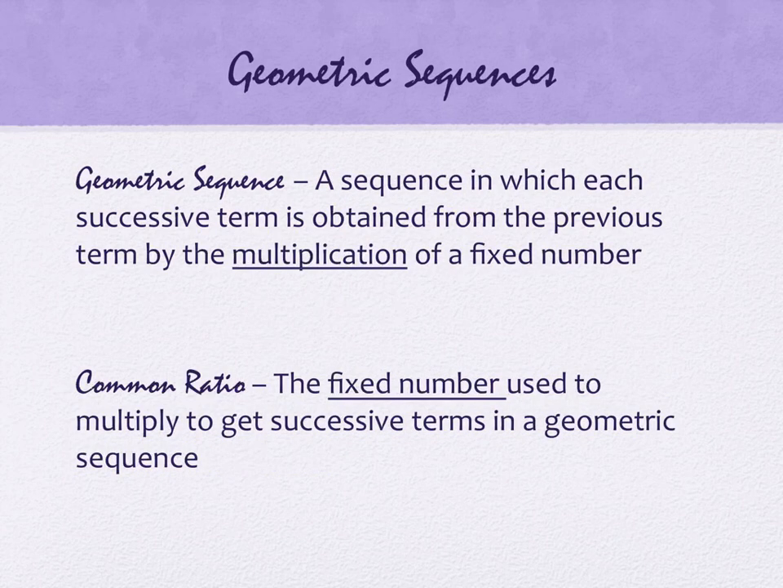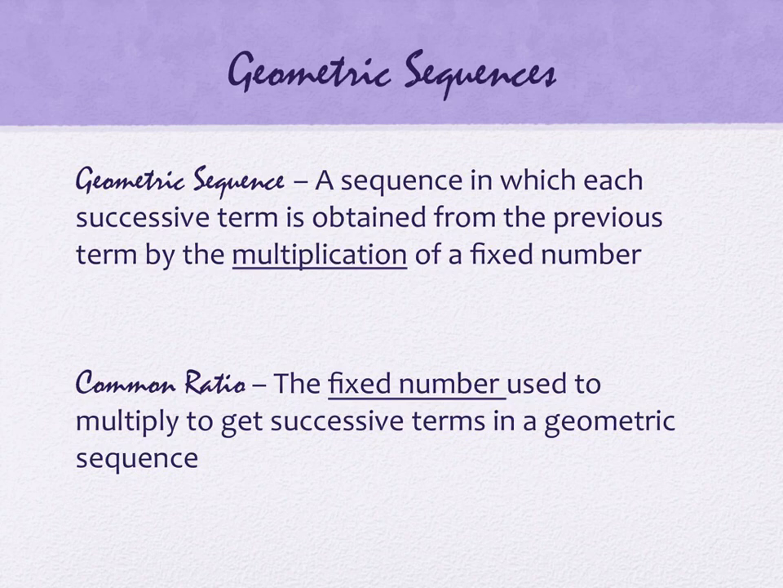The other type of sequence we're going to talk about, we'll talk about 2 more, but the other big one here is geometric sequence. So a geometric sequence is a sequence in which successive terms are obtained from the previous by multiplication by a fixed number. Okay, and again, the multiplication doesn't have to be by a positive. It could be by a negative. It doesn't have to be by a whole number. It could be by a fraction. So it can be multiplication by anything and still fit this definition.